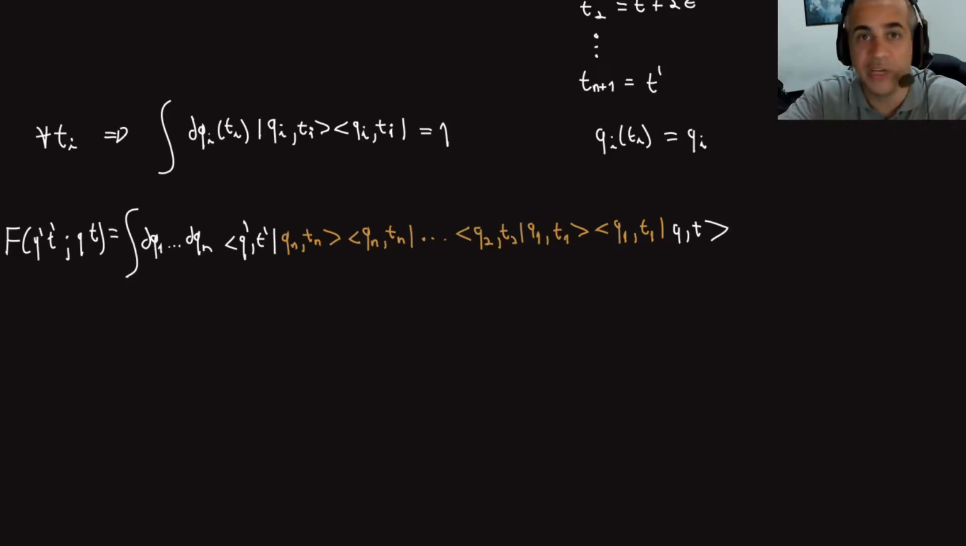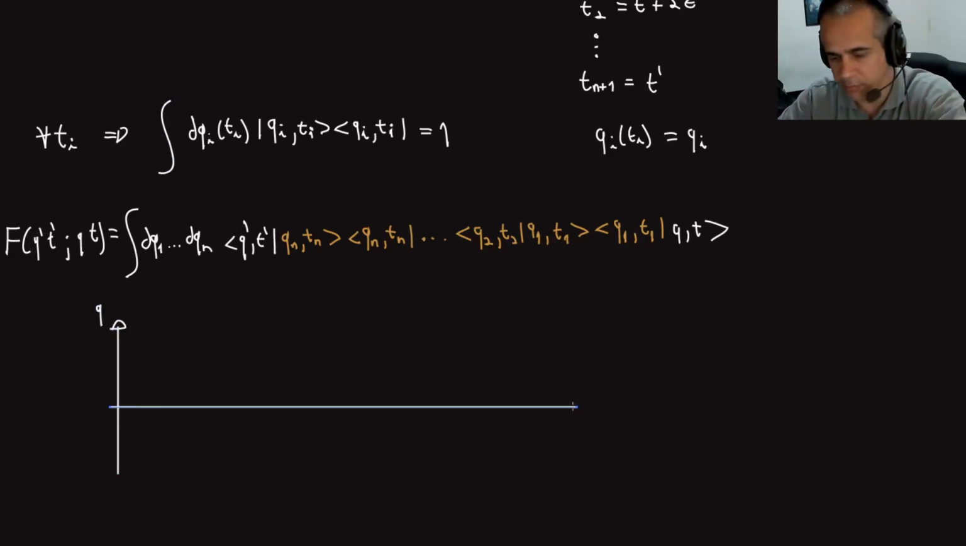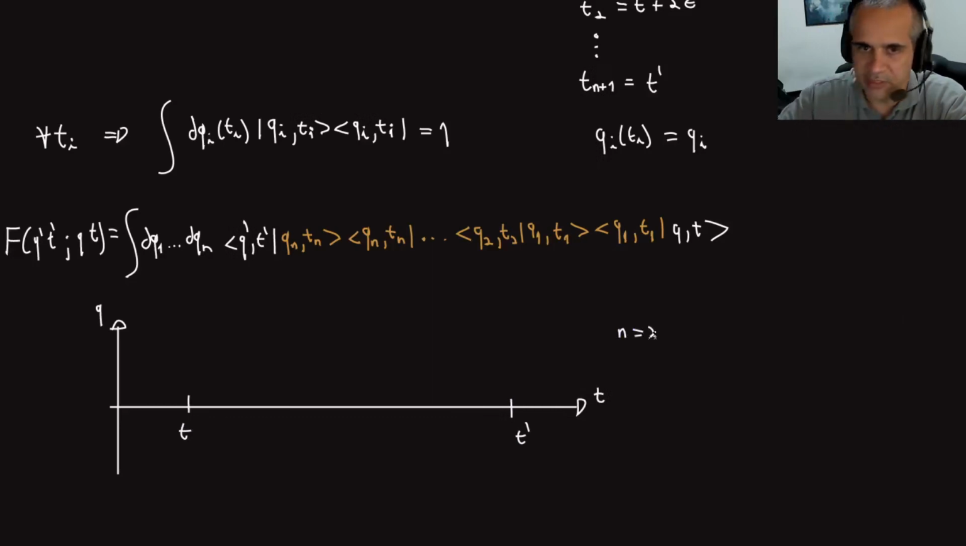So essentially, let's say I just put 2 times to be able to draw a nice picture. I'll put q over here, and the time goes this way, and I'm calculating the transition from t to t prime. Just for the sake of simplicity, I'm inserting only 2 times, so n is equal to 2 here. That means I inserted a time t1 and a time t2. Let's assume this is equally spaced, so I have epsilon spacing in between them.